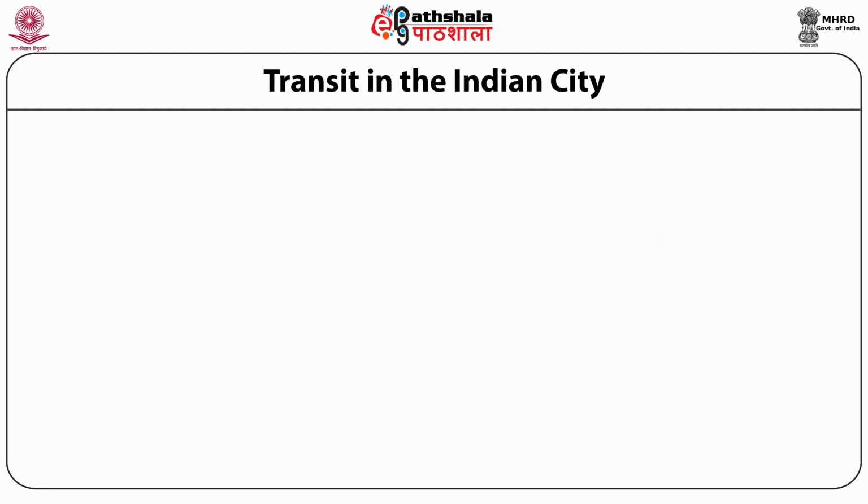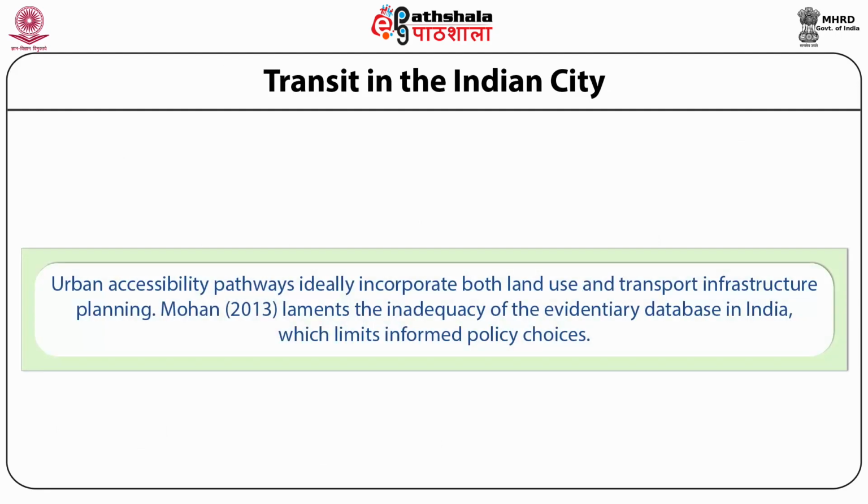Transit in the Indian city. Urban accessibility pathways ideally incorporate both land use and transport infrastructure planning. Mohan laments the inadequacy of the evidentiary database in India, which limits informed policy choices. The next section presents the available data on transit metrics in Indian cities and outlines why increasing motorization is problematic in the context of Indian cities.